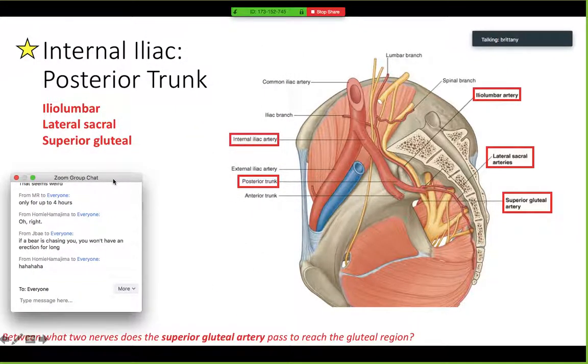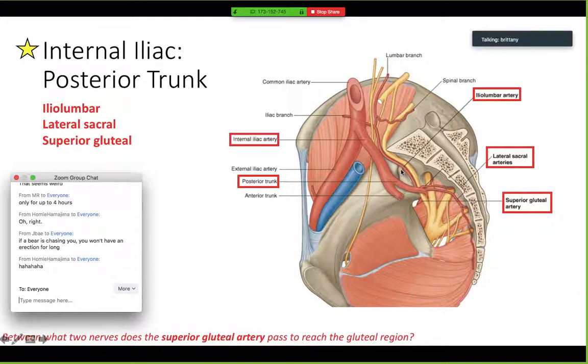Okay, so super important are the branches of the internal iliac. This is probably going to be multiple tags on your lab practical. So let's break it down. We'll start with the posterior trunk. Your posterior trunk is giving rise to 3 branches. And if you think about it, the names are going to tell you where they're going.